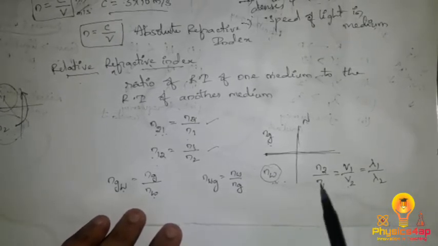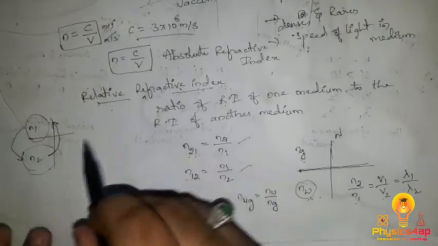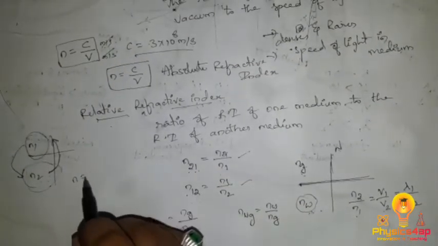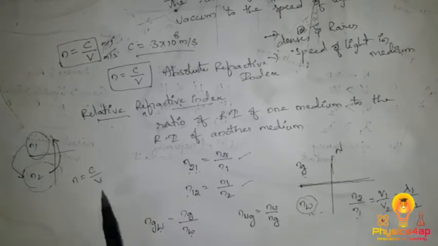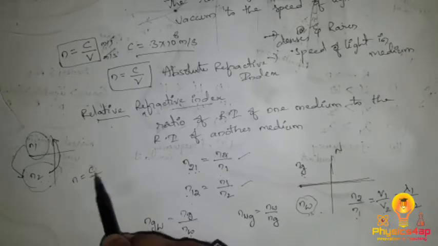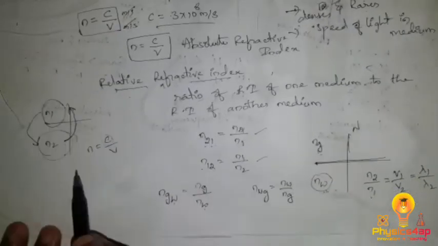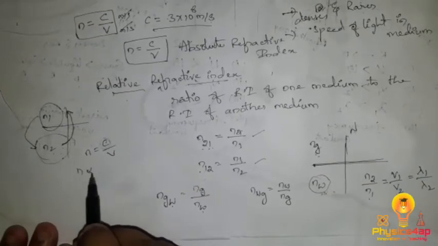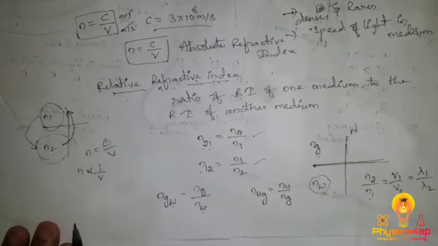So how do we get this formula by the first one? As we have n equals C by V, and as C is a constant value here, if we remove the constant value, we get the proportion n proportional to 1 by V.